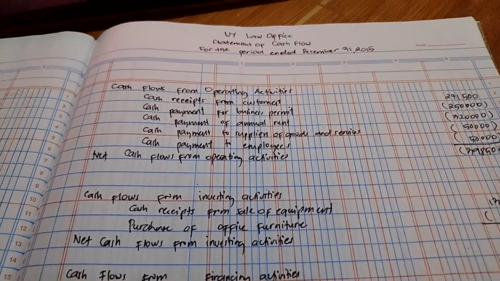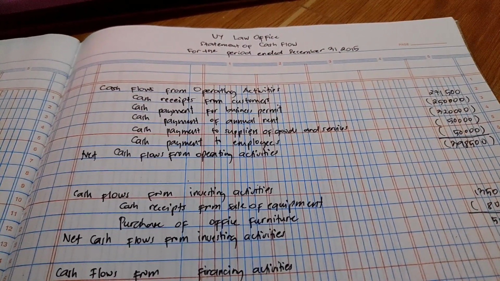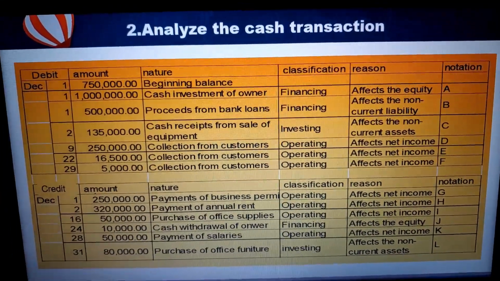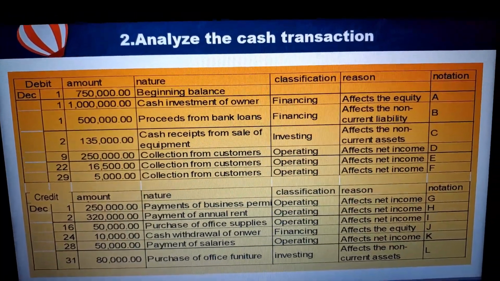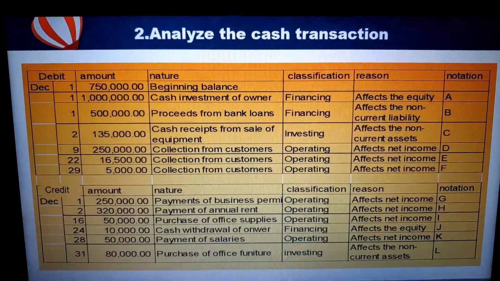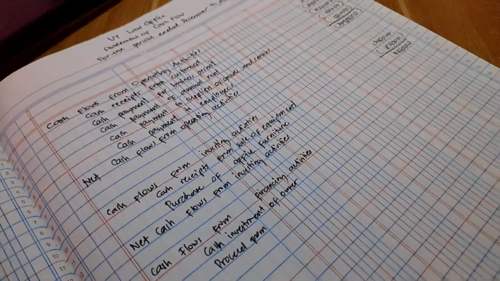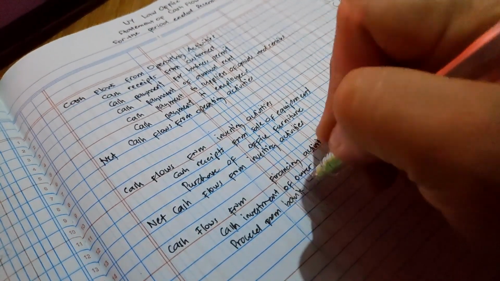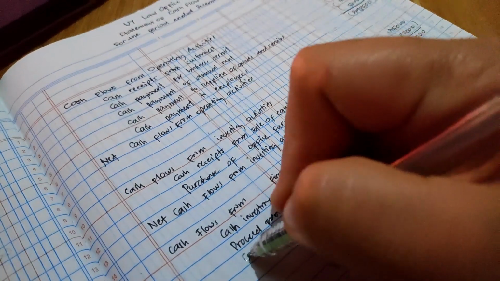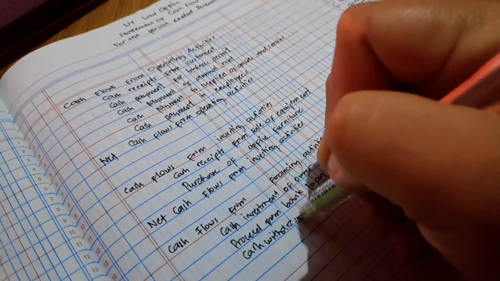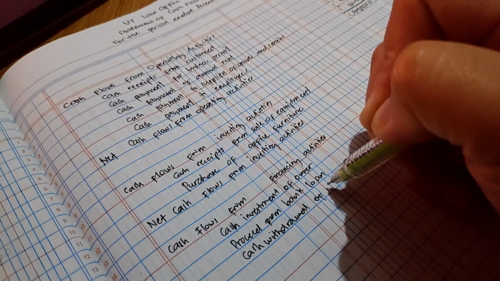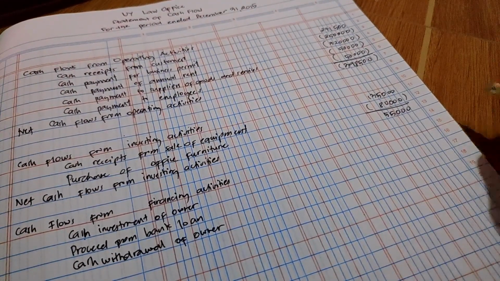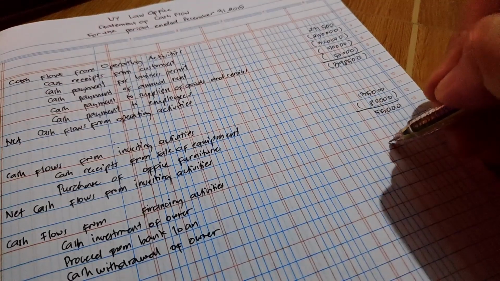So we will now proceed to your cash flows from financing activities. So when you go back to your cash transaction analysis, you have three of the financing activities, which is the cash investment, the proceeds from bank loans, and the cash withdrawals. So you will write your cash investments of owners and the proceeds from bank loan, and then the cash withdrawal of owner.